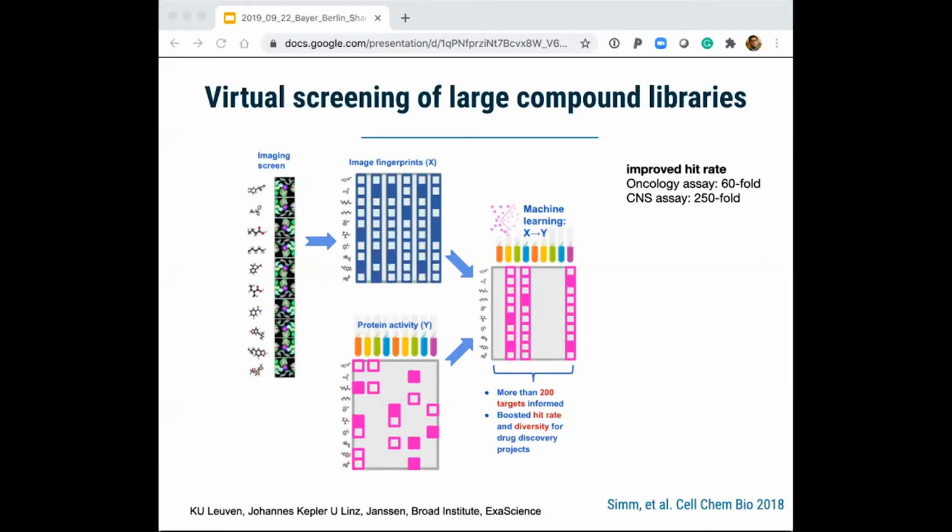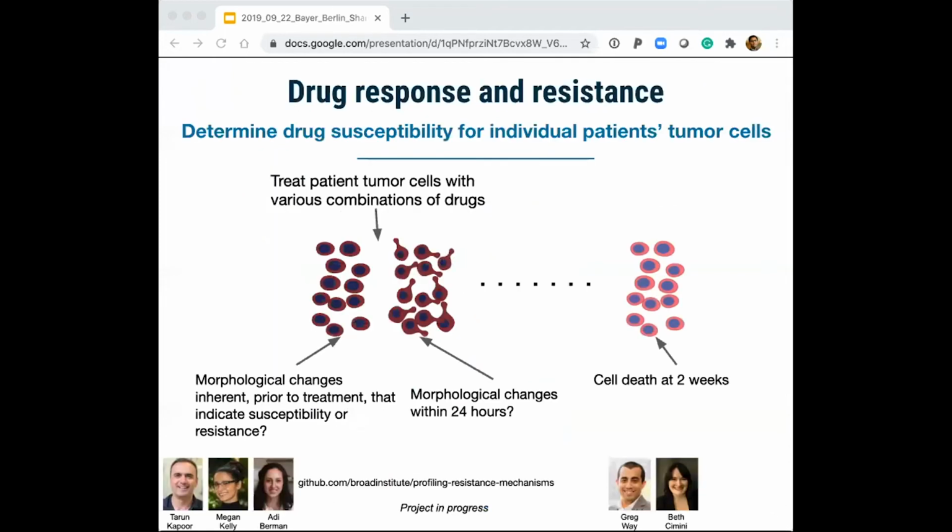And we have been repeating this whole concept, but scaling it up at the Broad in terms of the number of different data sources we integrate. We're now integrating gene expression data and chemical structure data, and coming up with predictions of these assays using a similar idea, but using cell painting as the input source.